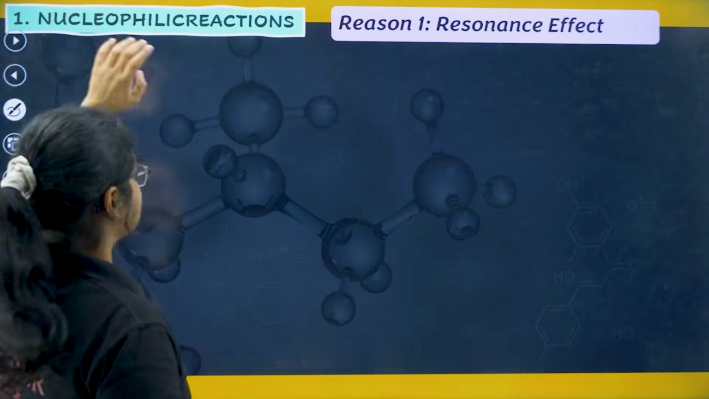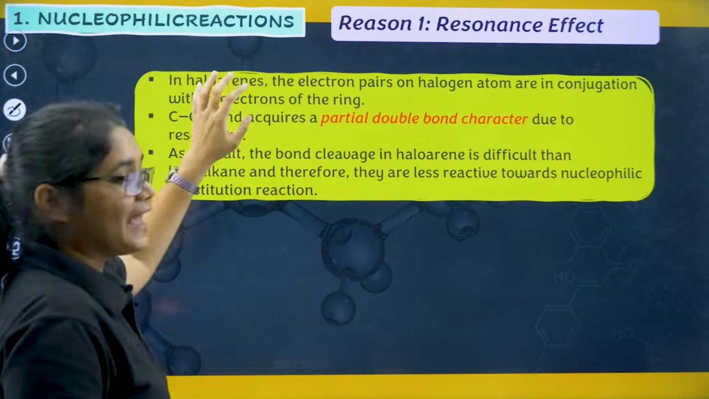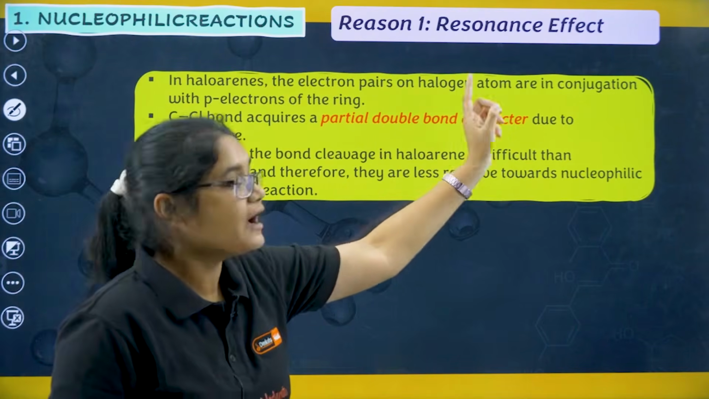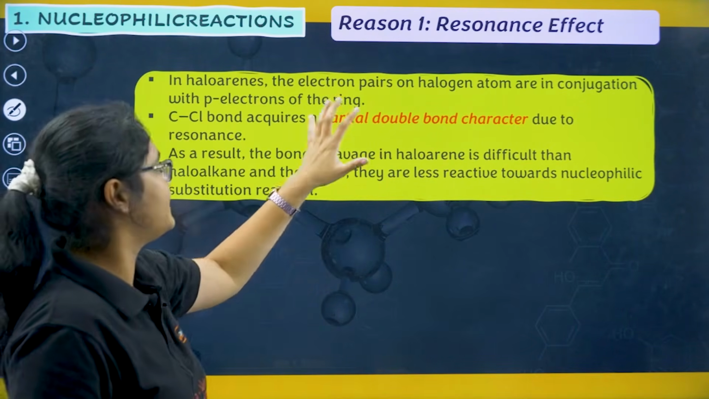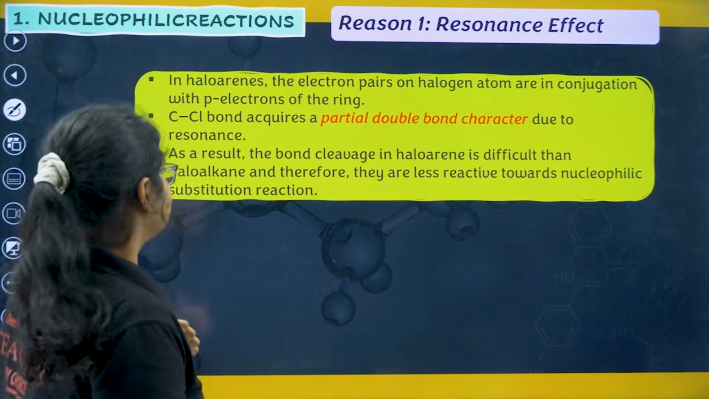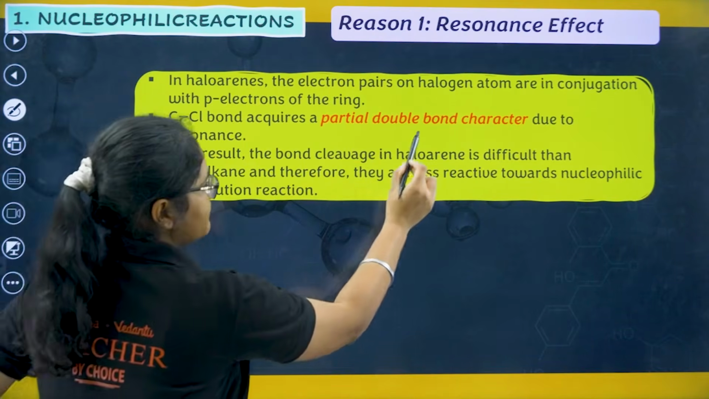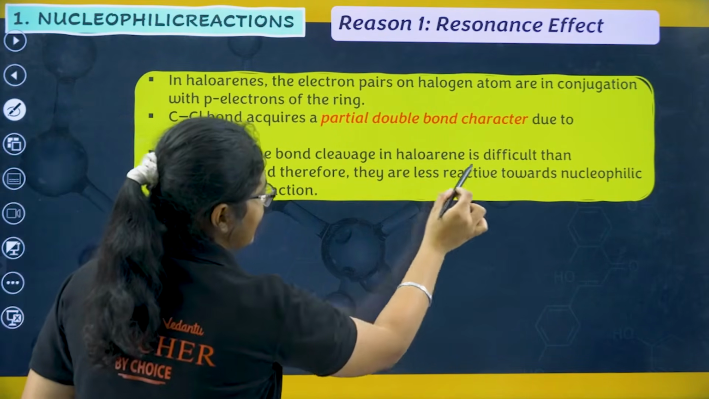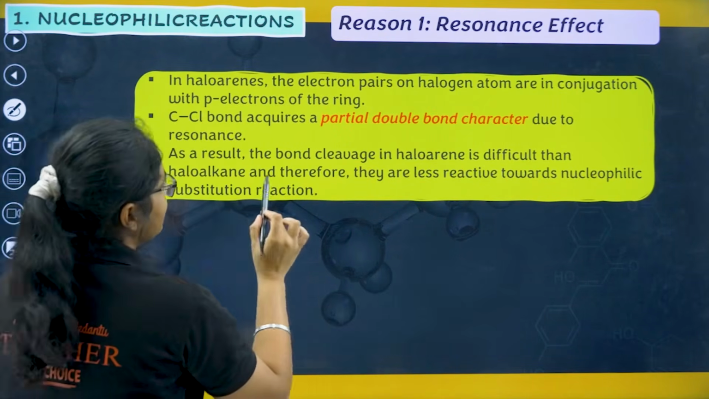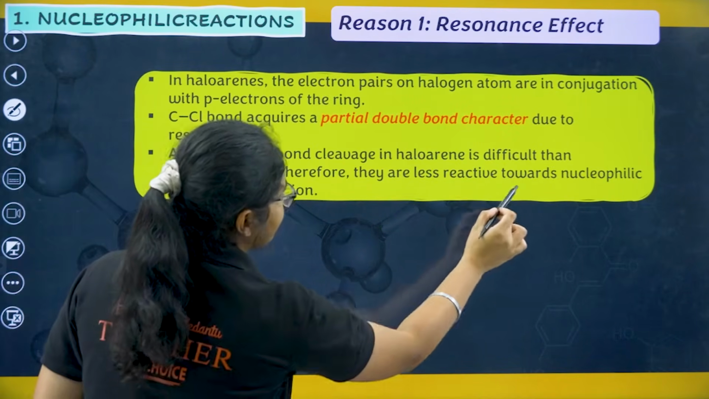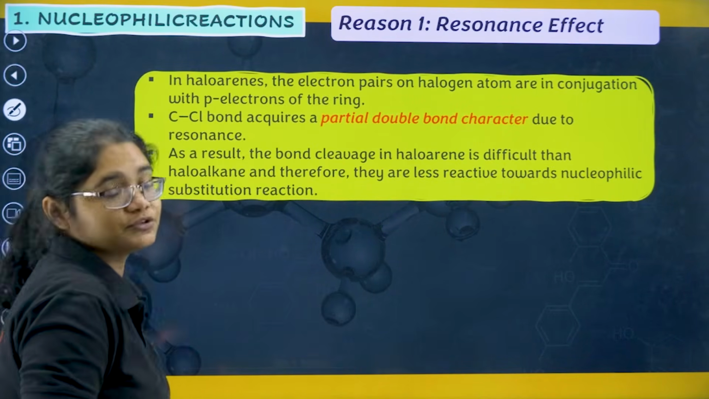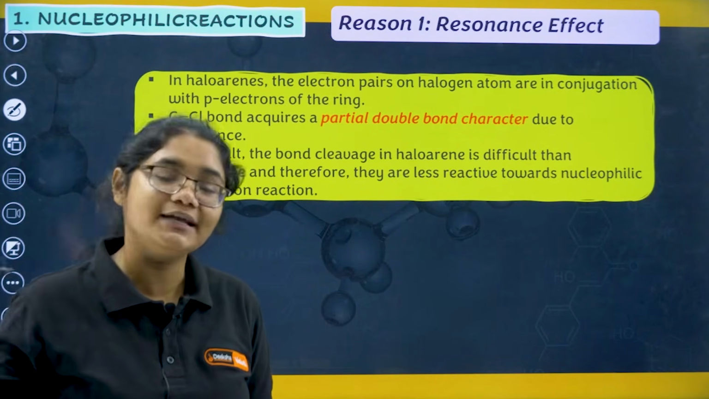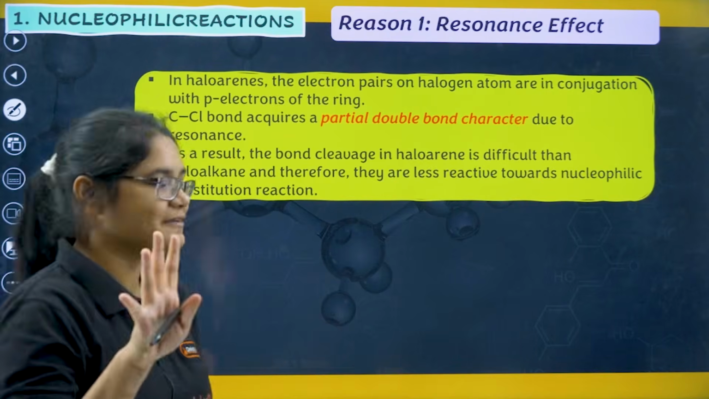So the first one, the resonance effect. In haloarenes, the electron pair on the halogen atom is in conjugation with the pi electrons of the ring. So the C-Cl bond acquires a partial double bond character due to resonance. As a result, bond cleavage in haloarenes is more difficult than in haloalkanes, and therefore they are less reactive towards nucleophilic substitution reaction. Now you might be thinking, ma'am, you have read the whole paragraph, we didn't understand anything. So don't worry, I will explain.